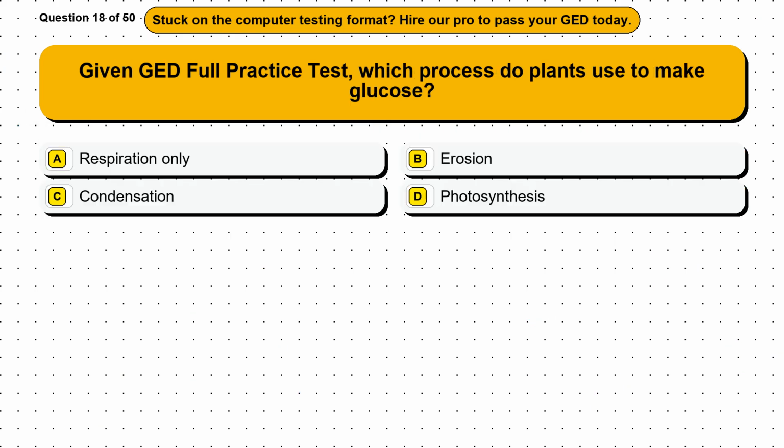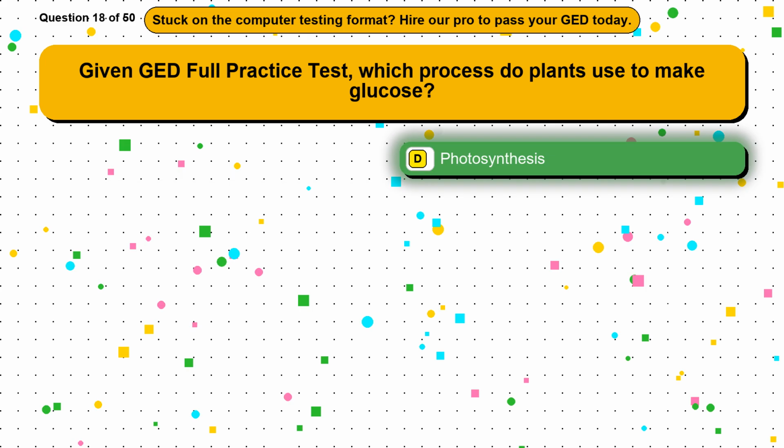Question 18. Given GED Full Practice Test, which process do plants use to make glucose? Option A. Respiration only. Option B. Erosion. Option C. Condensation. Option D. Photosynthesis. The correct answer is option D. Photosynthesis.